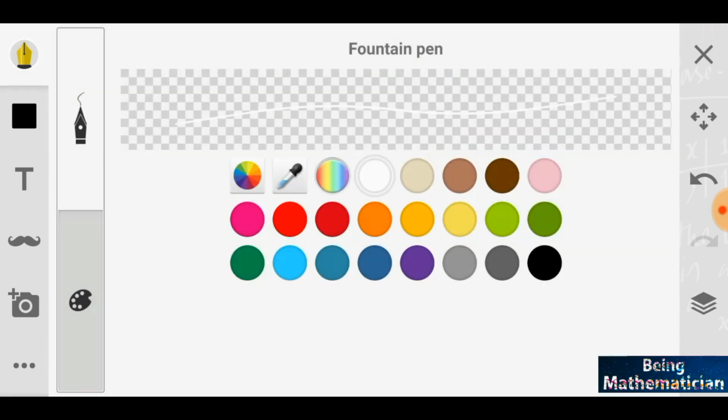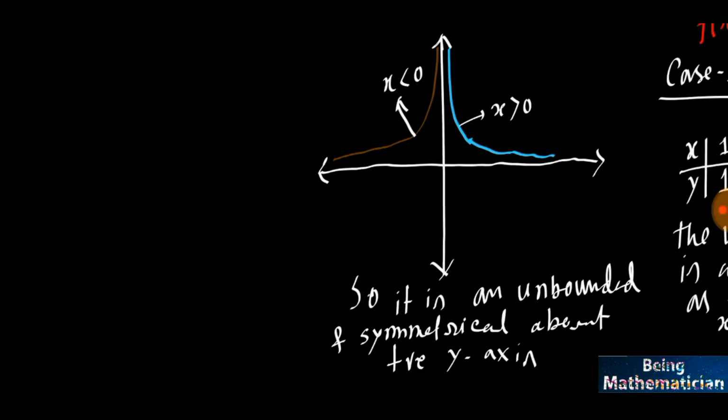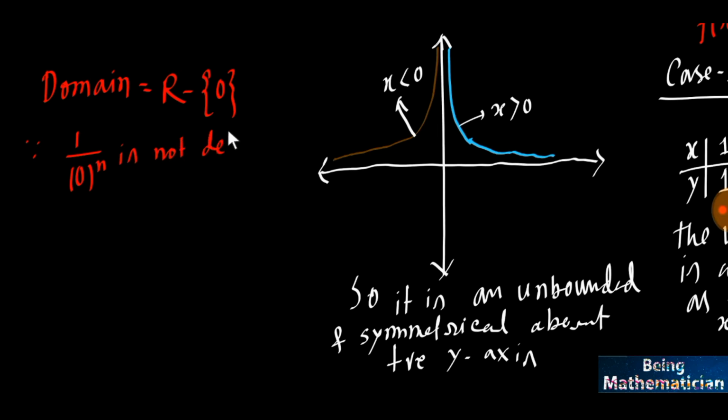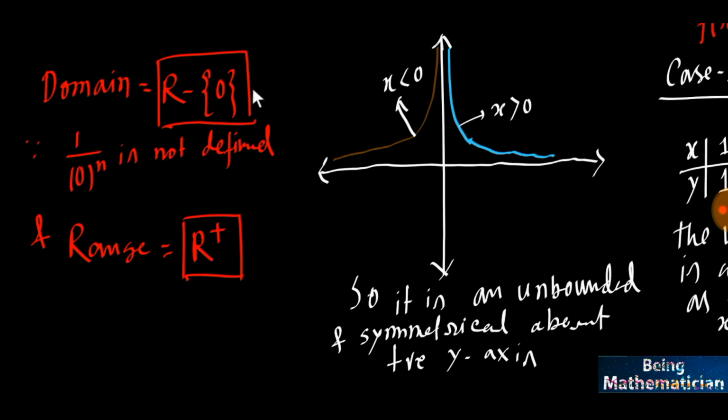So we get a clear idea about its domain and range from this curve. So the domain must be real numbers minus 0, since 1 by 0 to the power n is not defined. And the range, can you guess this? Yes, positive real numbers.